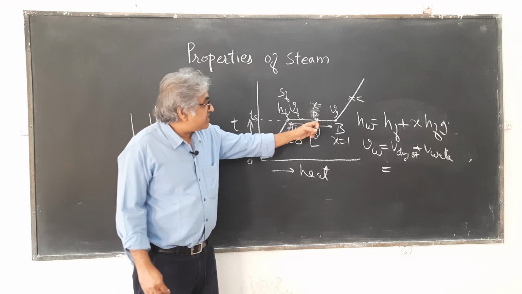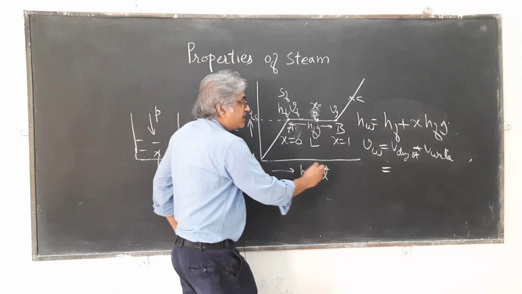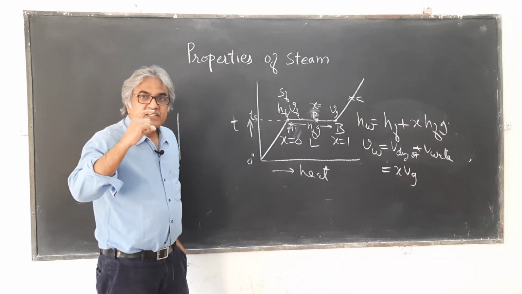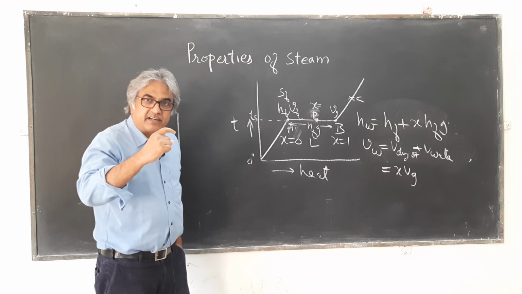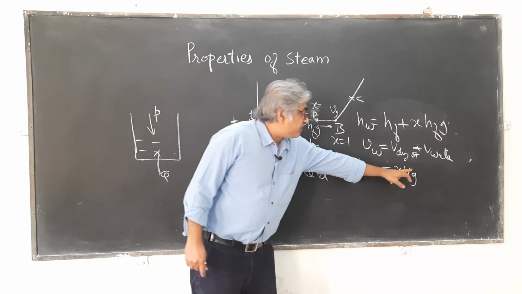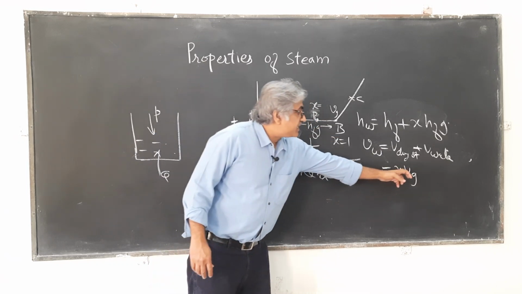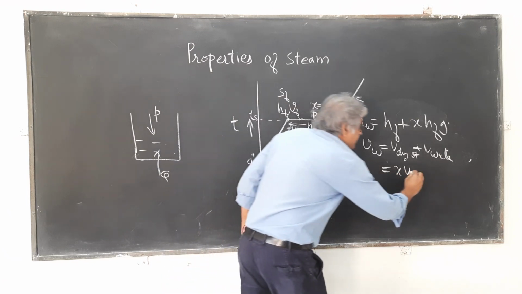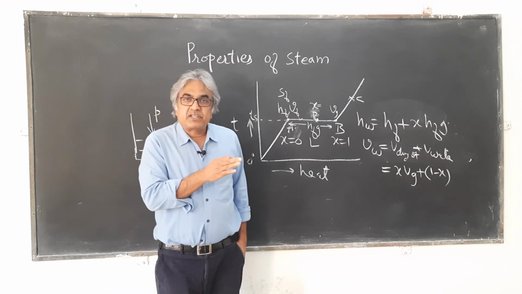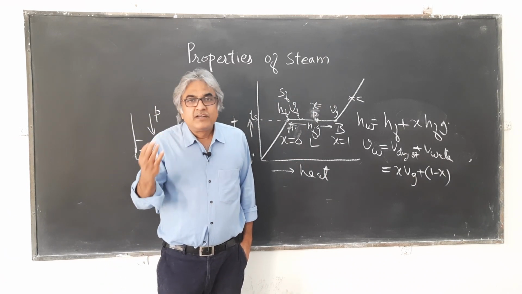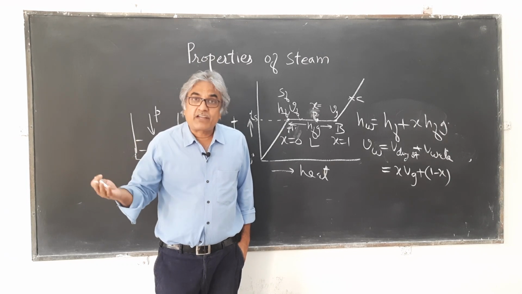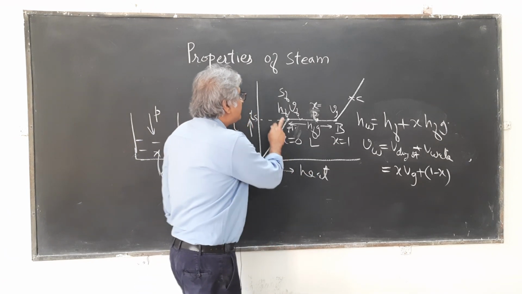So the volume of dry steam at point P will be X into Vg. X is the fraction, that means it's not 100% dry, it is 60% dry. If it were 100% dry, the volume would have been Vg, but it is not 100%, it is 60%, so X into Vg. Plus the remaining is water. What is remaining? It is the 1 minus X fraction. If 1 kg of wet steam is 60% dry, the remaining 0.4 kg, 1 minus 0.6, is liquid water. So 1 minus X into Vf.